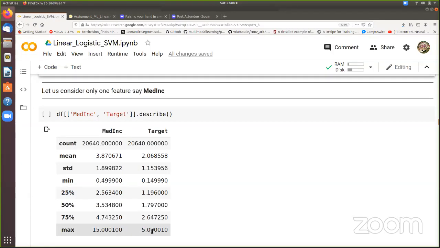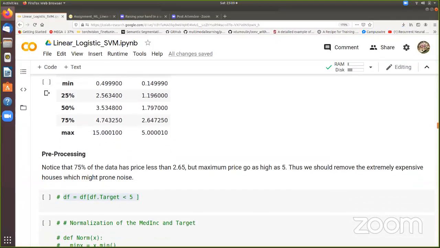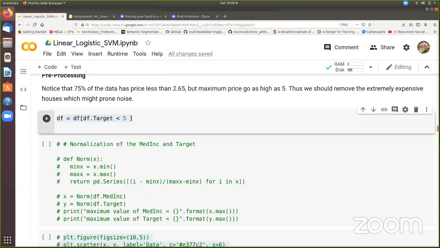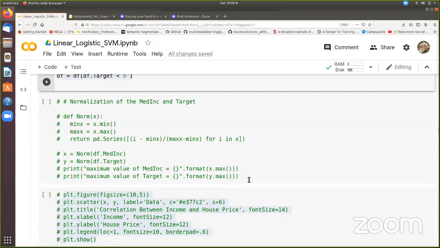So the examples which have these high prices, we can consider them as outliers. So we can just exclude them from the data set. We do that using this condition. The new data frame is the old one, but we exclude all the examples which have prices greater than 5. So any questions? Or is it clear, right?